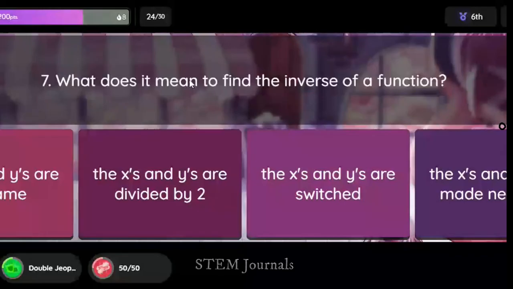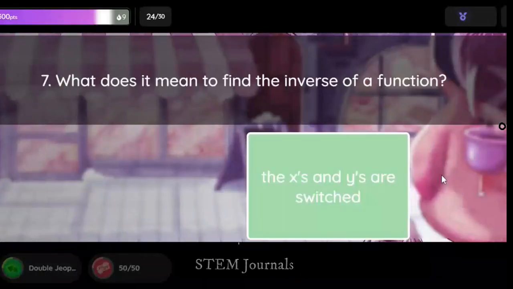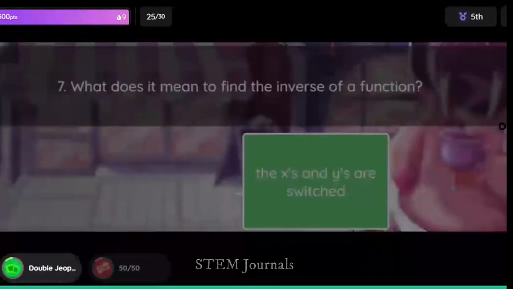What does it mean to find the inverse of a function? The x and y are switched. So nag-interchange tayo ng x and y.